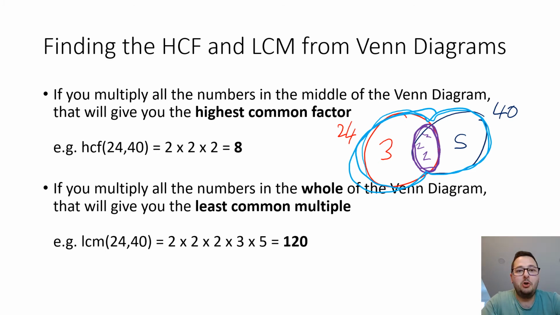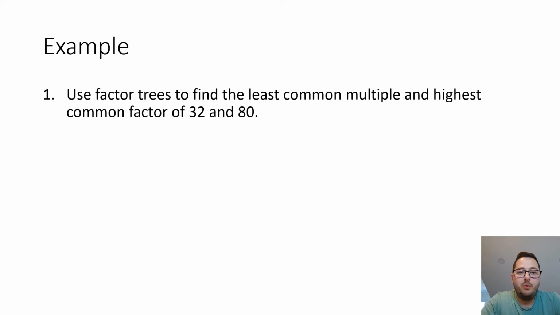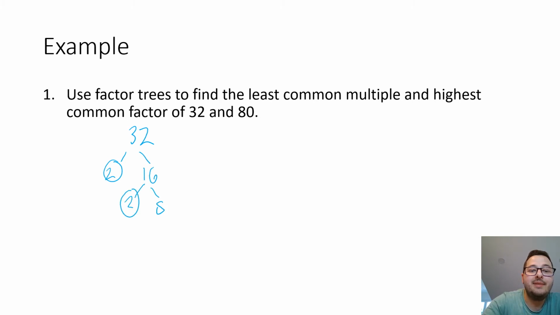Okay, so let's do a couple of example questions. Number 1, we want to use factor trees to find the least common multiple and the highest common factor of 32 and 80. Let's start off with 32. Let's just start splitting this up. So this is 2 times 16. 16 can be split up into 2 times 8.